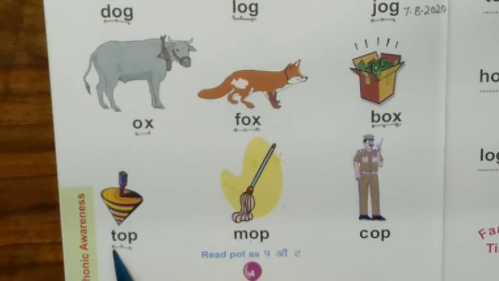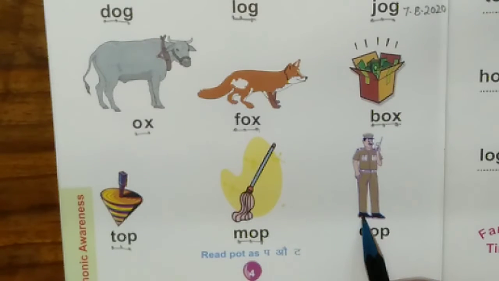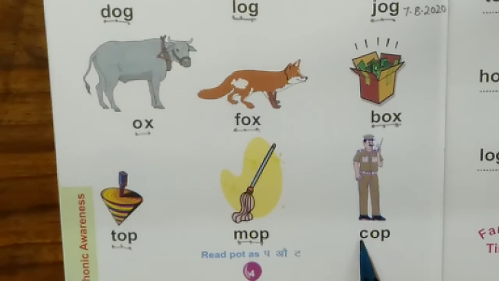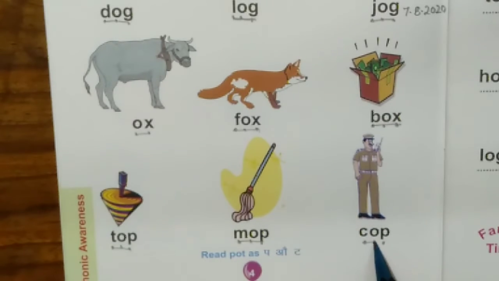So, listen very carefully. Top. Look at this picture. We use it to clean our house. Yes, mop. M, O, P. Join. Mop. Next picture. Very important person. Community helper. Yes? Who is he? Catches the bad people. Yes, cop. K, O, P. Join, cop.